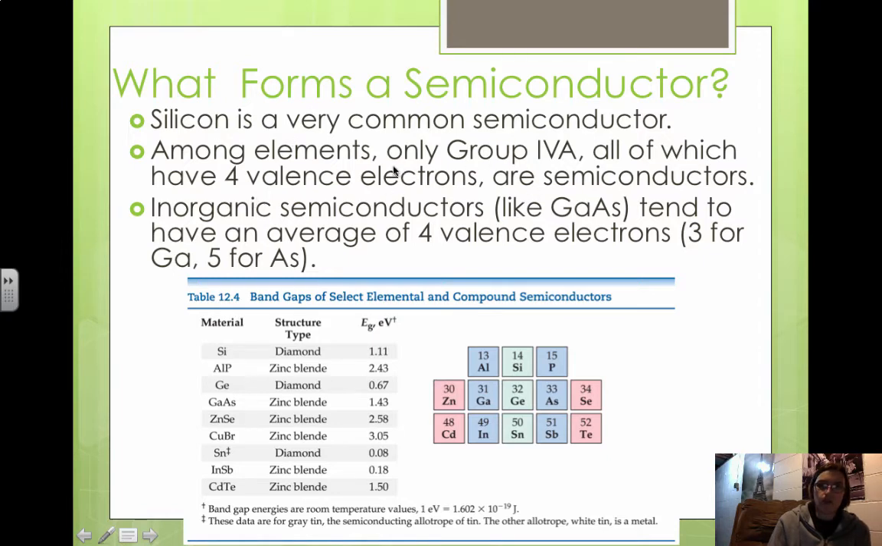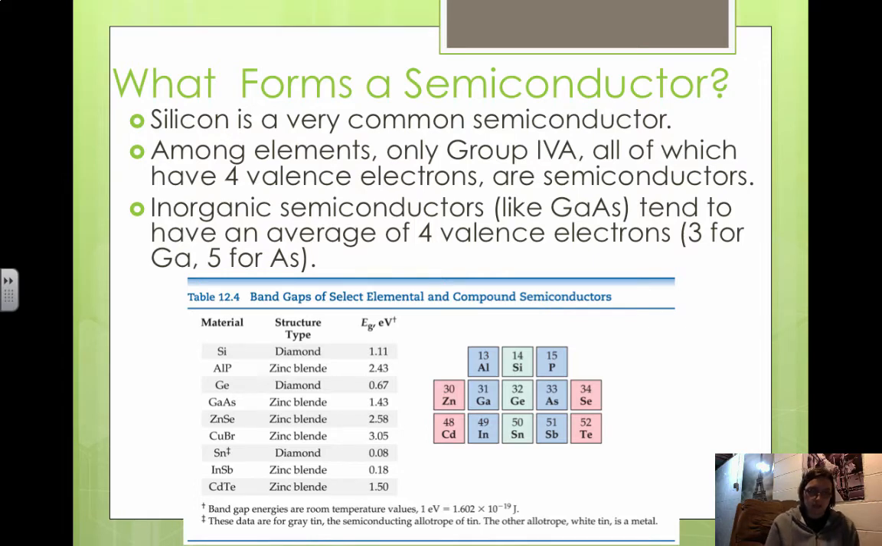So the group 4A elements tend to be the best semiconductors because they have 4 valence electrons, so they will form single covalent bonds with 4 neighbors, similar to that of diamond. Semiconductors can actually be classified in 2 different ways. You can have an elemental semiconductor, or you can have a compound semiconductor.